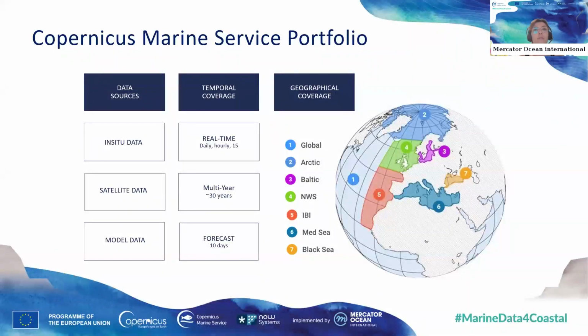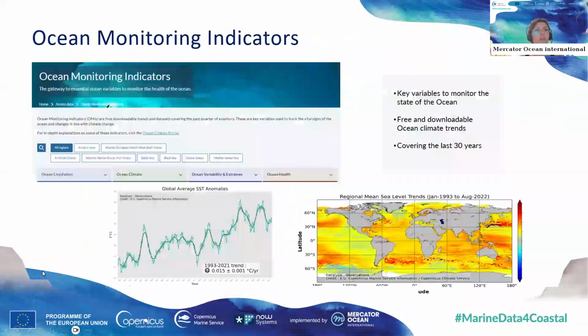And also in terms of geographical coverage, we cover the global region all around the world and 6 smaller areas around Europe and in the Arctic. We also provide specific products like ocean monitoring indicators or data related to the climate. In this case, the monitoring indicators are key variables that help us understand how the ocean is now, what the health of the ocean is. They are also accessible and free of charge, and they cover the past 30 years.